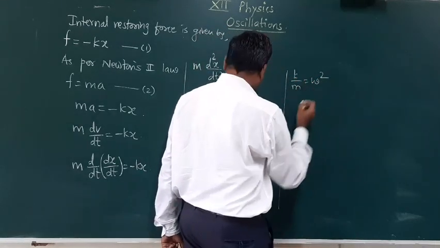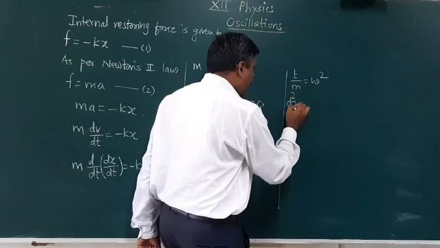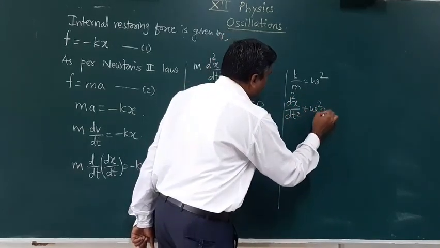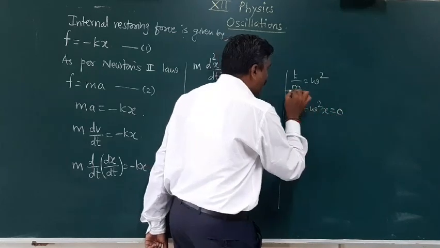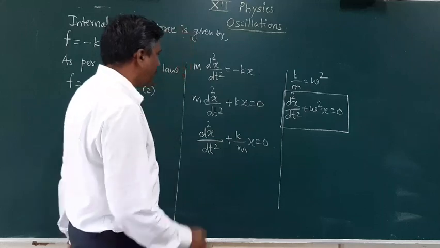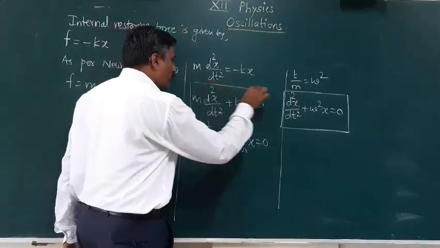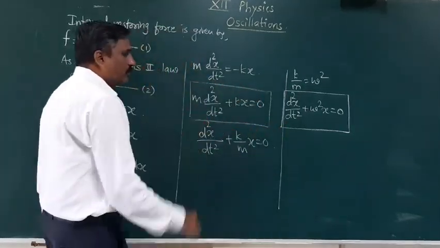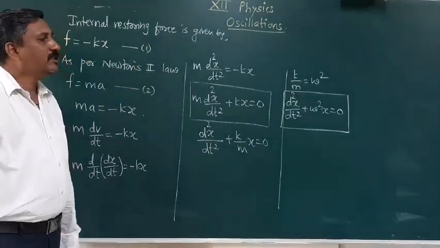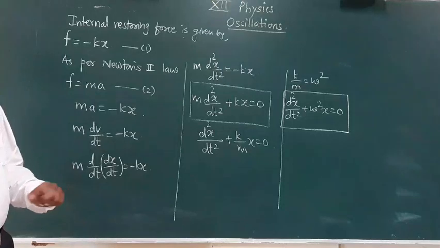k by m equals omega square. So my equation becomes d2x by dt square plus omega square x equals 0. This is my differential equation. This is one more form of differential equation. These are the differential equations of linear simple harmonic motion.